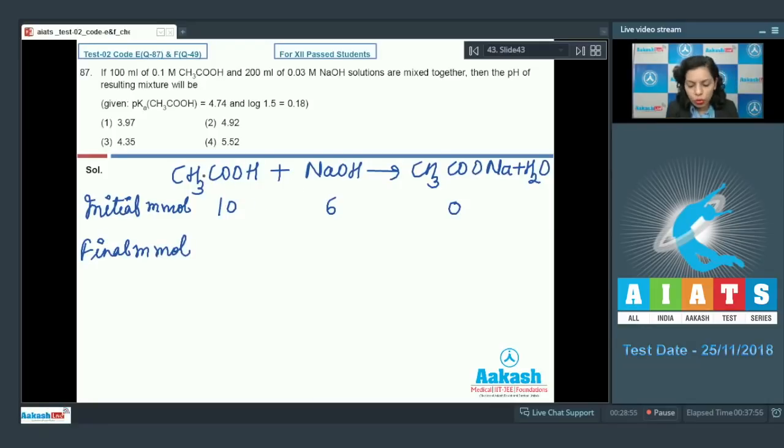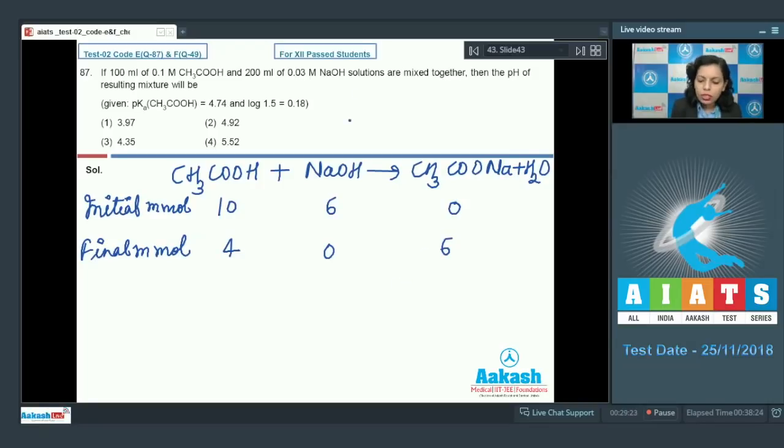Now, final millimole, let's check. As per this reaction, 1 mole of acetic acid is reacting with 1 mole of NaOH. It means if you have 6 moles of NaOH, definitely 6 moles of acetic acid were consumed, and the final millimole of acetic acid would be 10 minus 6, so 4. What about NaOH? There would be 0 millimoles, and if we talk about the sodium acetate, 6 millimole of this sodium acetate would be there.